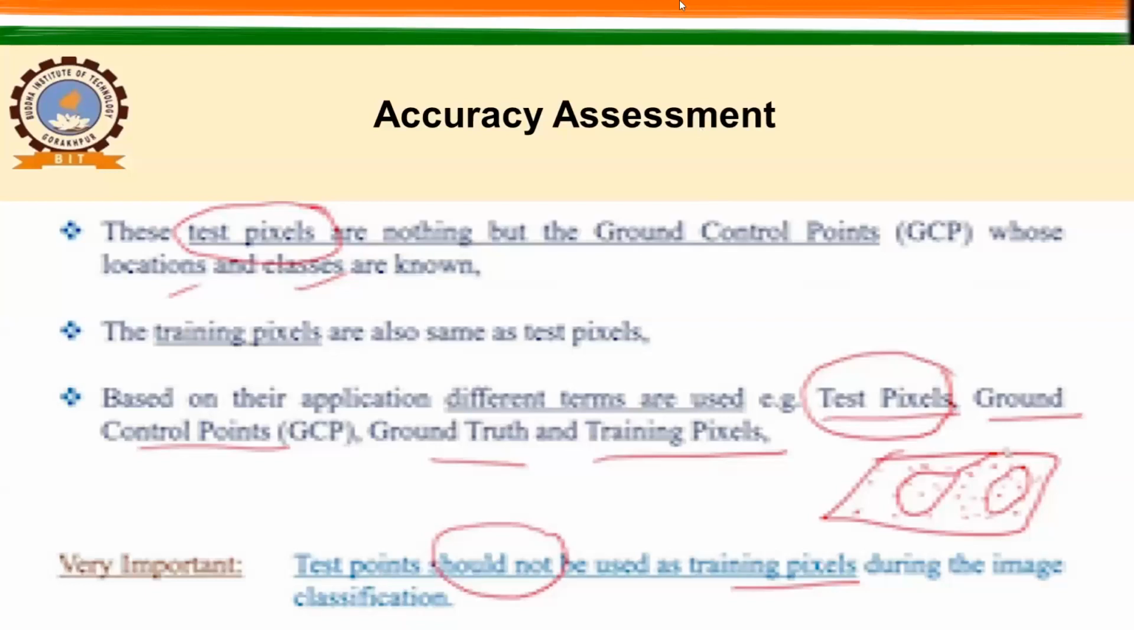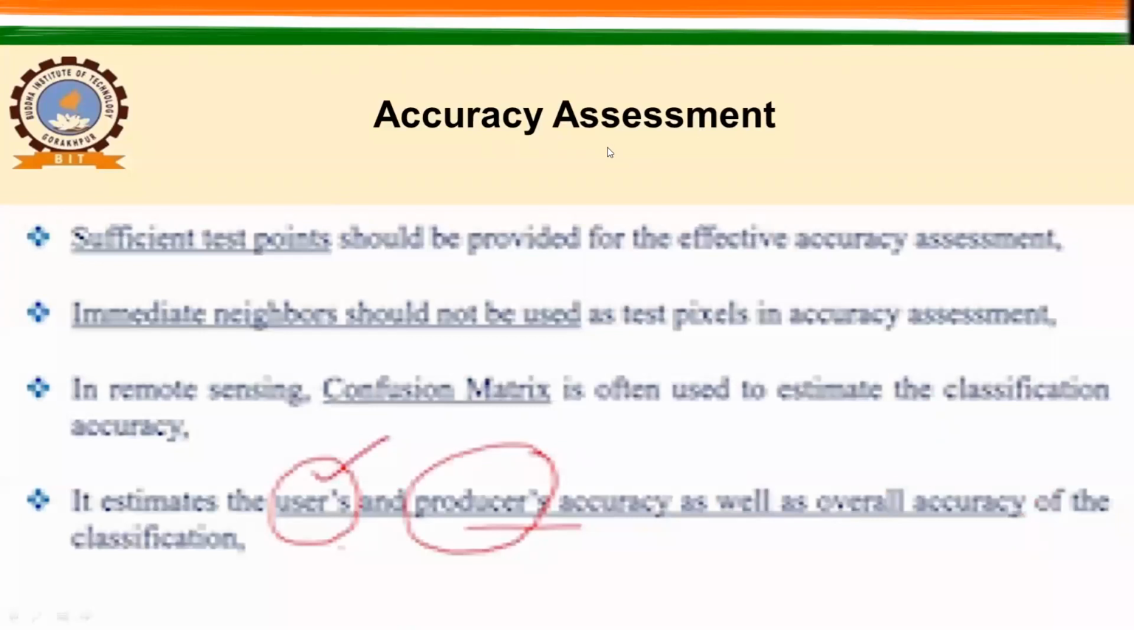अब एक चीज और आपके लिए बहुत इंपॉर्टेंट है, वो आपके नेक्स्ट स्लाइड में है. It is very important to know that sufficient test points should be provided for an effective accuracy assessment. Otherwise what will happen? If you provide a smaller number of test points, then your accuracy will appear higher, and that cannot be true, right? So you need to follow this. The next rule is that training pixels should never be used as test pixels in the accuracy assessment. ठीक है?